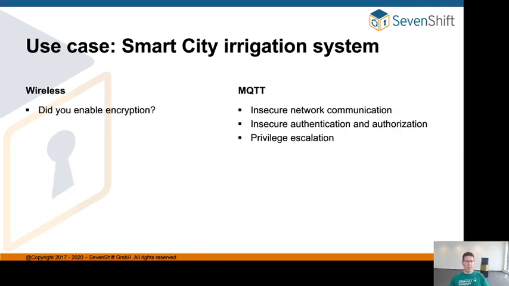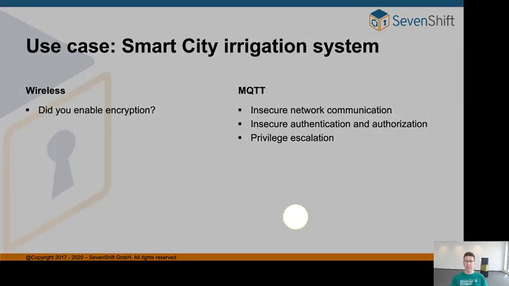If you go through the wireless, things that happen often with Zigbee: did you enable the encryption? Are you doing key management, or is it just one key for all time? MQTT is a clear text protocol by design. Actually, it's a binary protocol, but it's not encrypted by design. So you want to make sure you run this over SSL, or in VPNs, to make sure that you have a secure network communication.